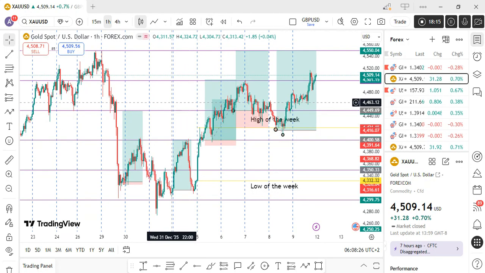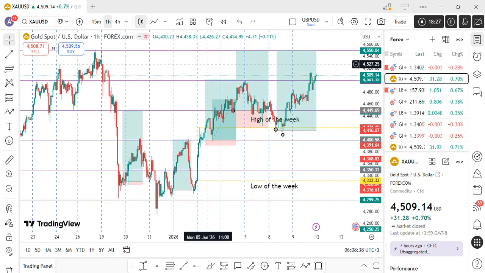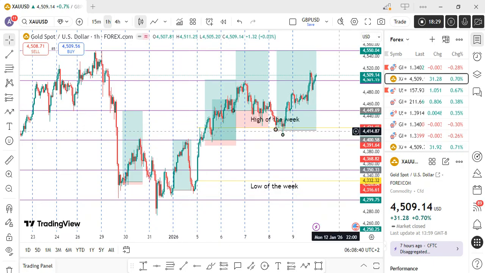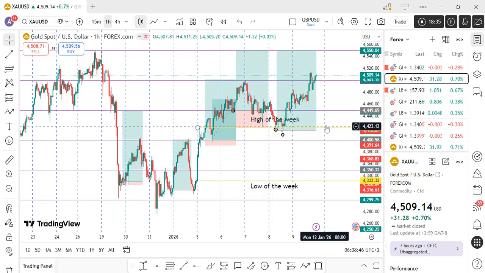We saw price kept on pushing higher. That's because the high of the week and low of the week gave us the directional bias for the week. That's why you always find high of the week and low of the week on my chart, because those are core principles and the confluences I look out for before I take any trade.